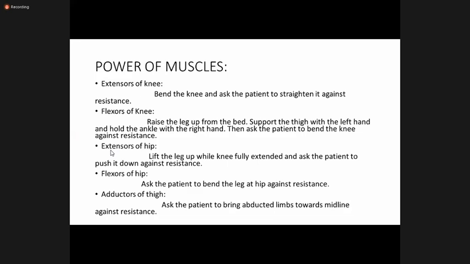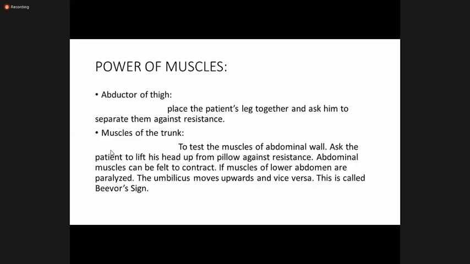For the extensor of the hip, lift the leg up while the knee is fully extended and ask the patient to push it down against resistance. To check the power of the flexors of the hip, ask the patient to bend the leg up at the hip against resistance. For the adductors of the thigh, ask the patient to bring the abducted limb towards the midline against resistance. And for the abductors of the thigh, or vice versa, place the patient's legs together and ask them to separate against resistance.